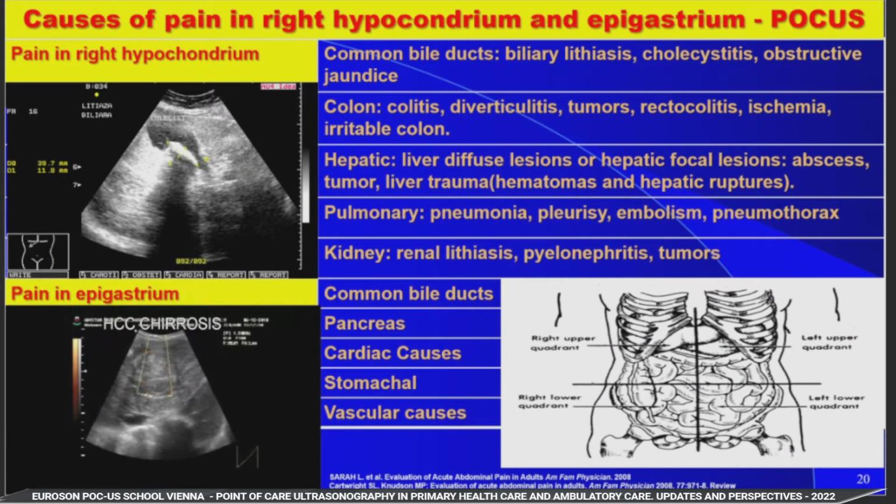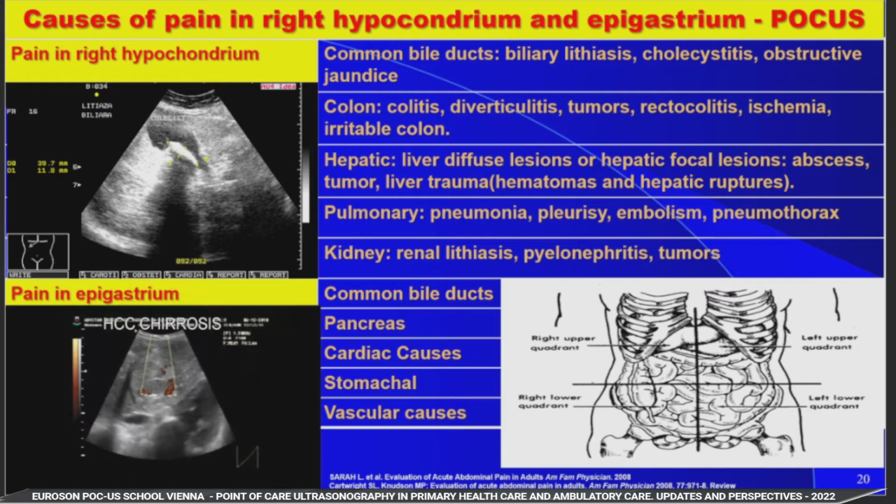And also, if you have some causes of pain in the right hypochondrium and epigastrium, you must make this POCUS, and you can have some common bile duct pathology like biliary lithiasis, the cholecystitis, the obstructive jaundice, and the colon. You can have the colitis, the diverticulitis, the tumor, the ischemia, and in the hepatic you can have some diffuse lesions and also some focal lesions, and the pulmonary.